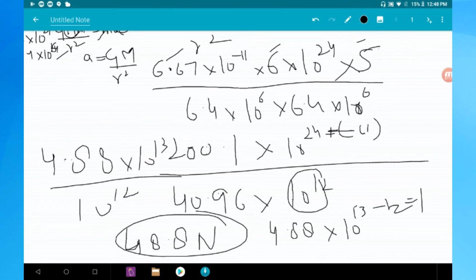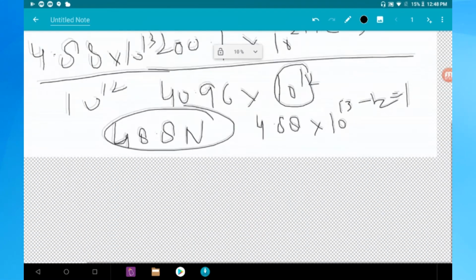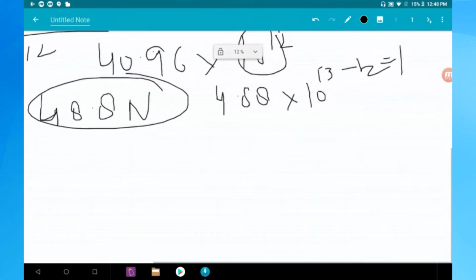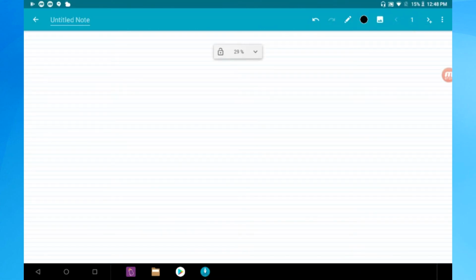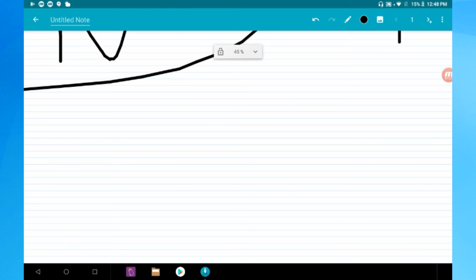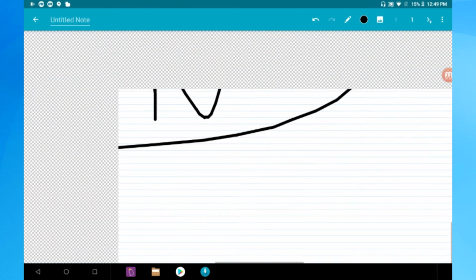So this says that if a body of 5 kg is dropped from a certain height, the gravitational force acting on it will be 48.8 newtons. That's simple, isn't it? Let's just zoom in so we won't waste much of the paper. Now let's calculate the gravitational force for the 10 kg object. Let's write down the value we got.